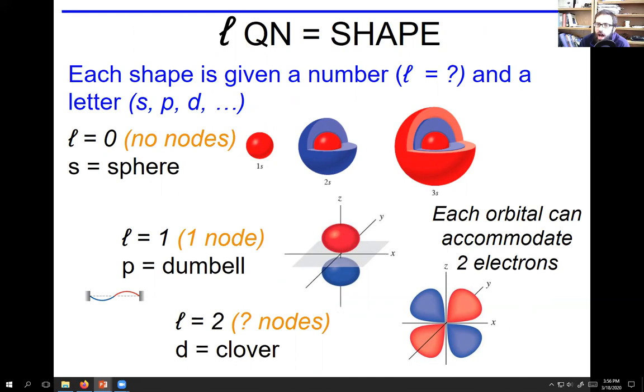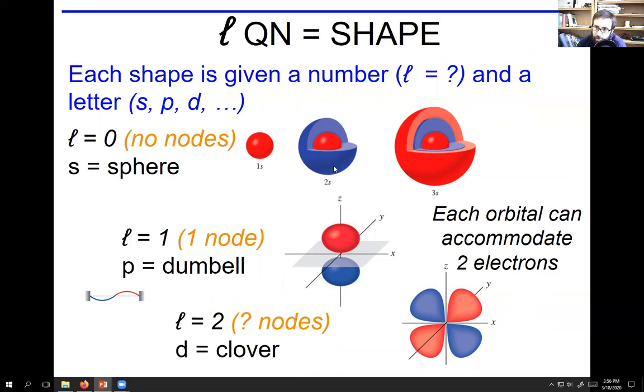The L quantum number is shape, like I alluded to. So S, P, D, or F. L equals 0 is going to be a sphere type thing. Okay, so you can have a 1s, it looks like this. It doesn't have any nodes. A node is a place where the wave function, this is a mathematical function, goes to 0. So there's 0 probability at a node that an electron will be there. That's what a node is. There's 0 probability that an electron will be there. We know that 100%, the function goes to 0. The math tells us that, okay?